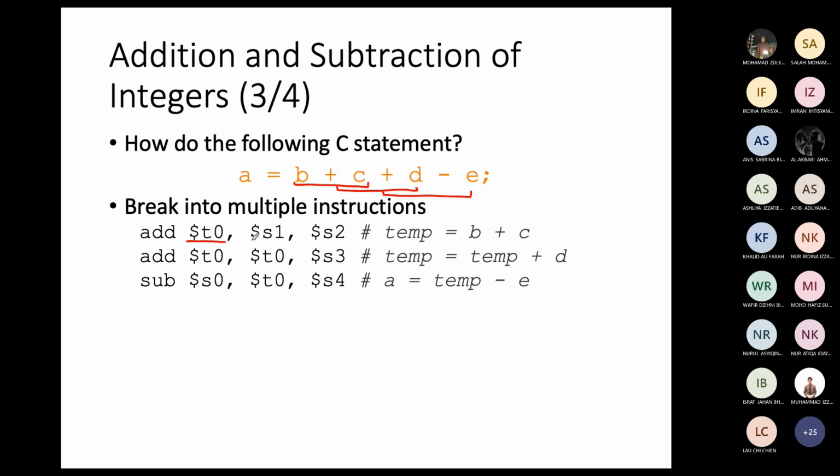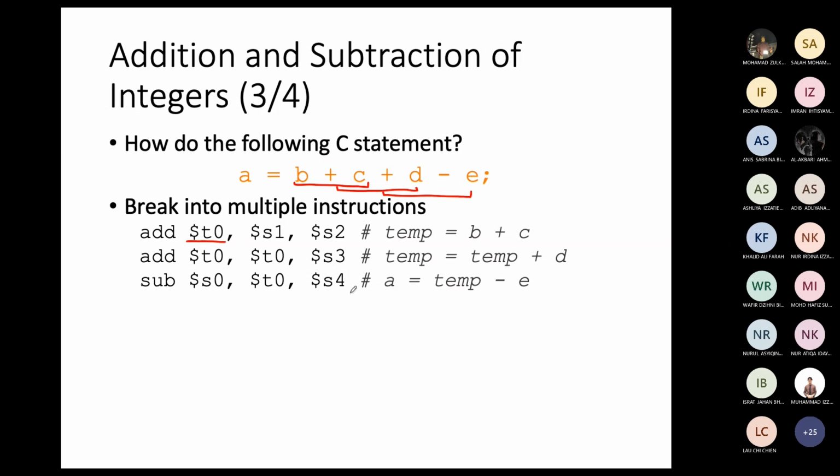And then once the result is in T0, we can add to D. So you add temp plus D: $T0, comma, register $S3, and then the result can be stored back in the same temp, $T0.